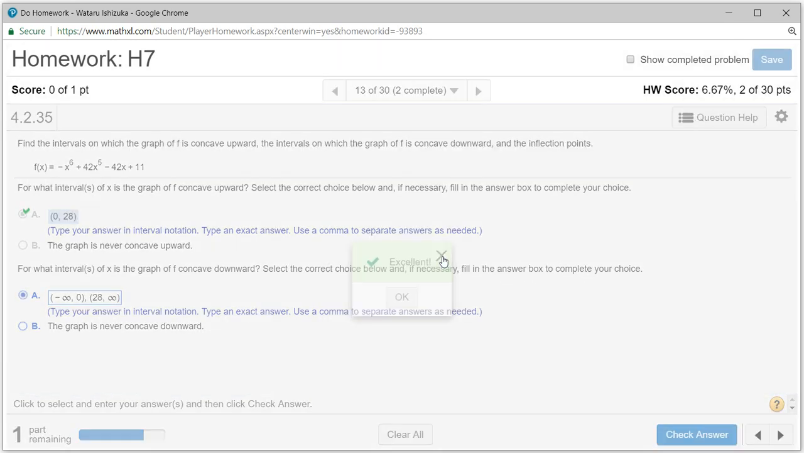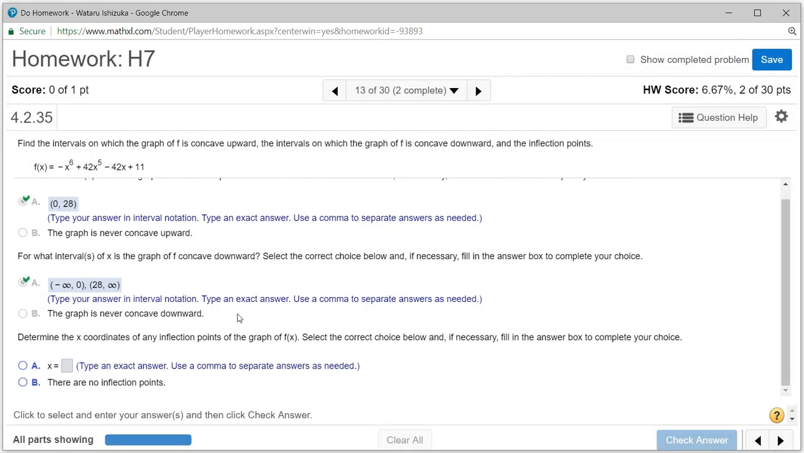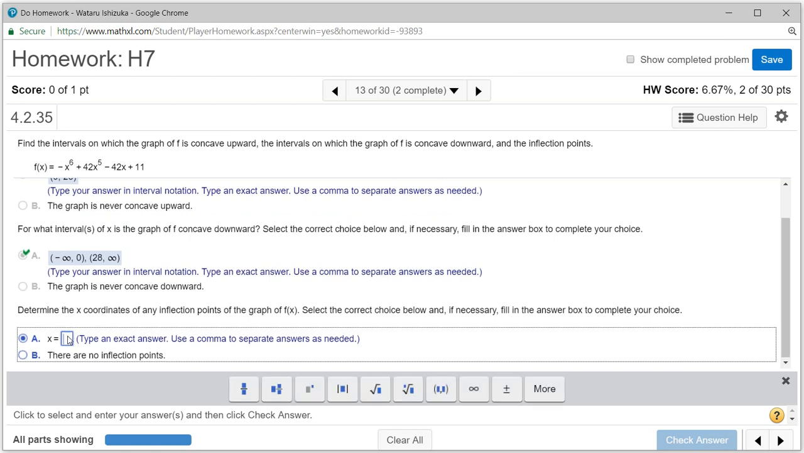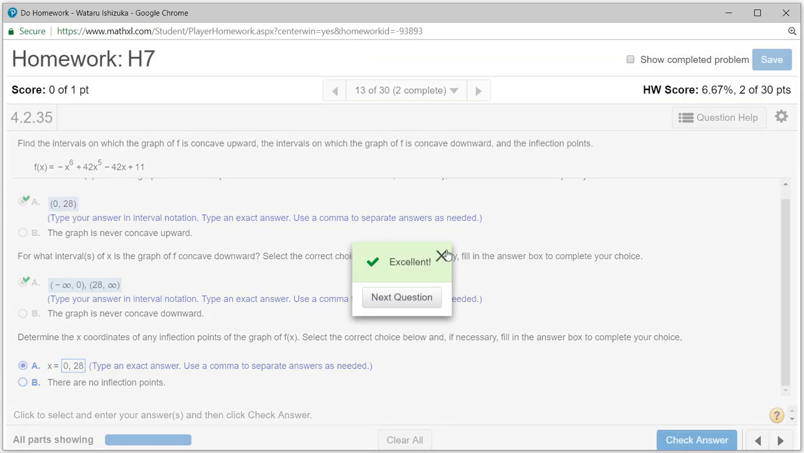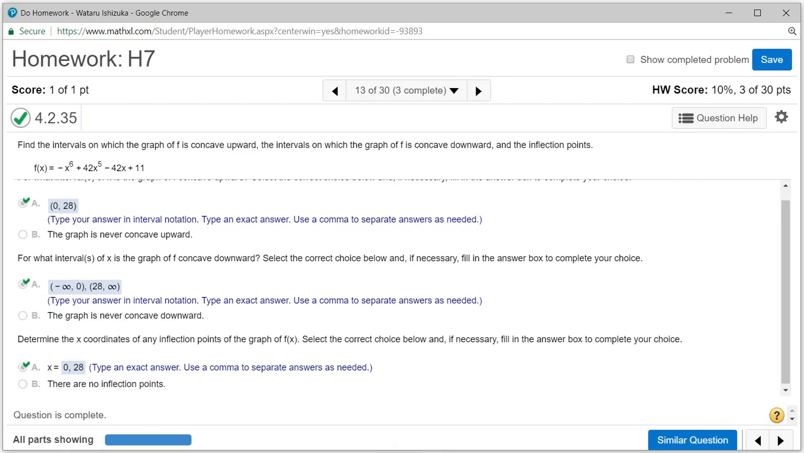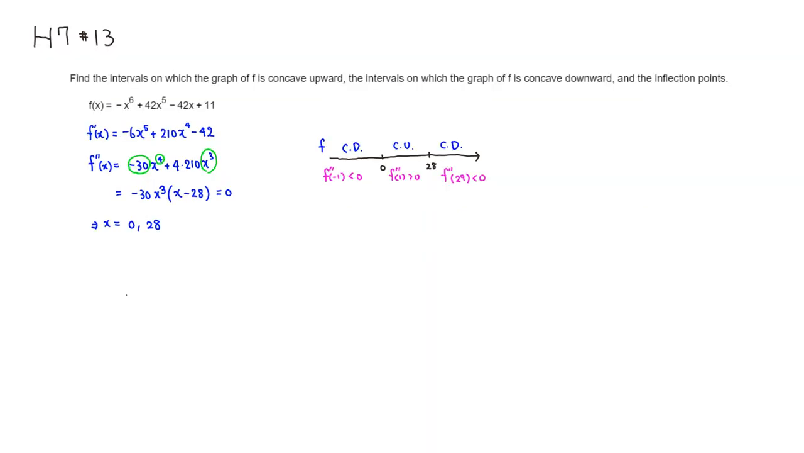We got that. Then we were looking for the inflection points. Inflection points occur at both places because concavity changes. So it's going to be 0 and also 28. Check the answer. We got that. All right, that's it. I hope that this was clear.